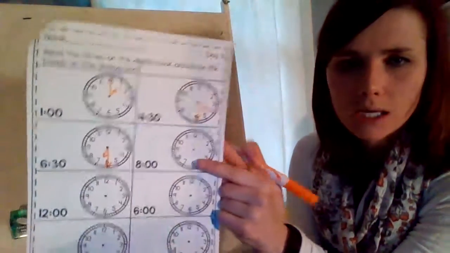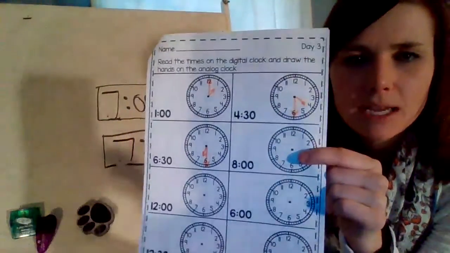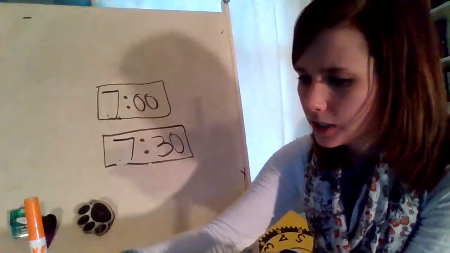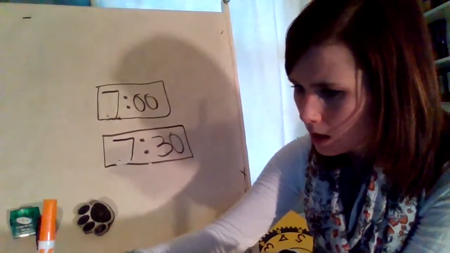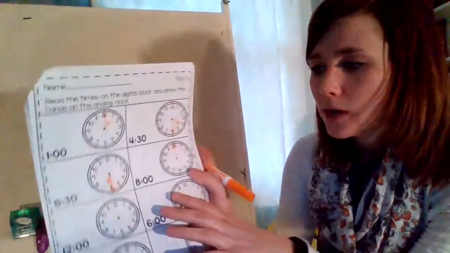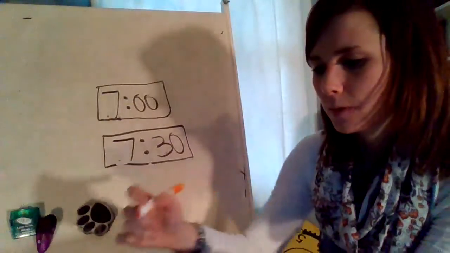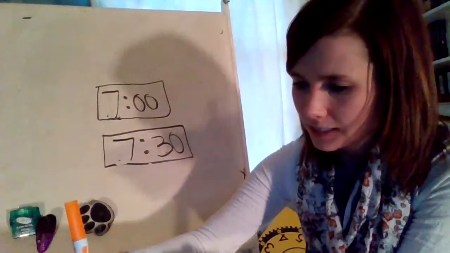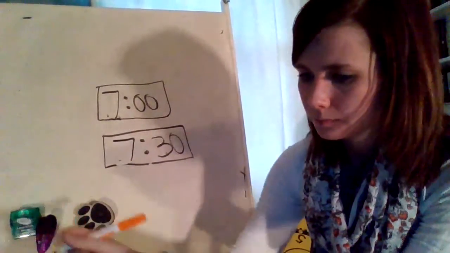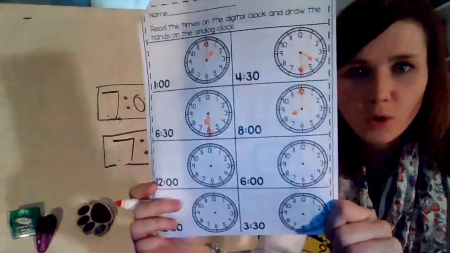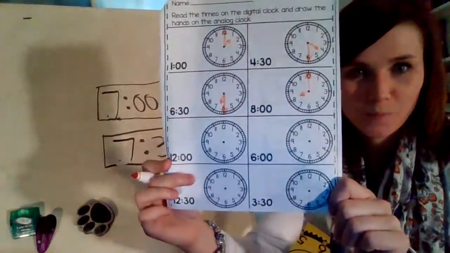8 o'clock. O'clock, we know the big hand, the minute hand, is going to be pointing at the 12. Nice job. And the hour hand is going to be pointing directly or right on the 8. Remember, the hour hand is not super long.